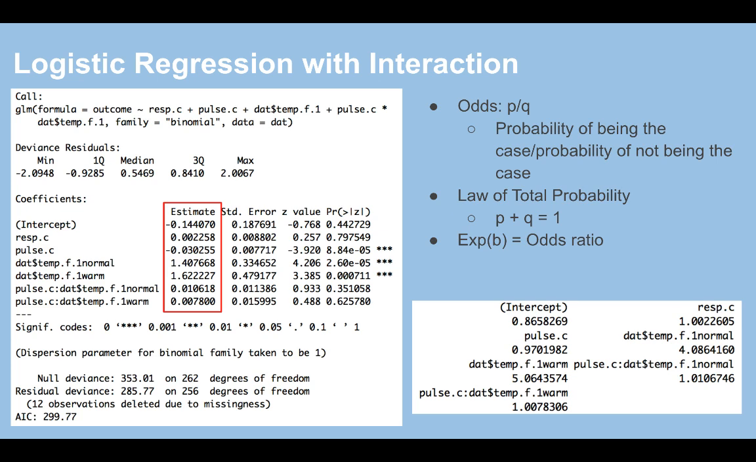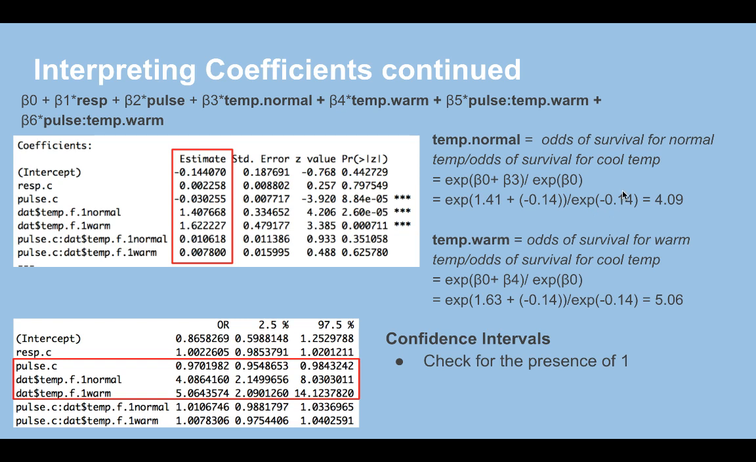So now we're going to move into interpreting these categorical results. And to do that, I've written out our regression equation to help us understand the parameters a little more clearly, especially with our interaction, and also equations for understanding what these categorical codes even really mean. So essentially, when we're looking at this parameter estimate for normal temperature, it is really a comparison of the odds of survival for a normal temperature horse over the odds of survival for a cool temperature horse.